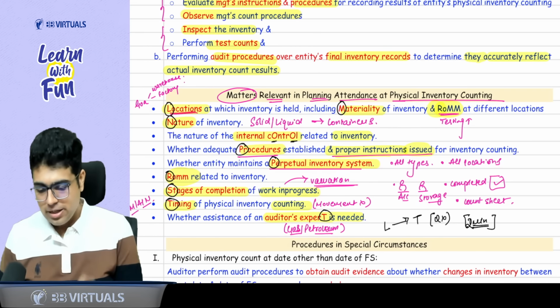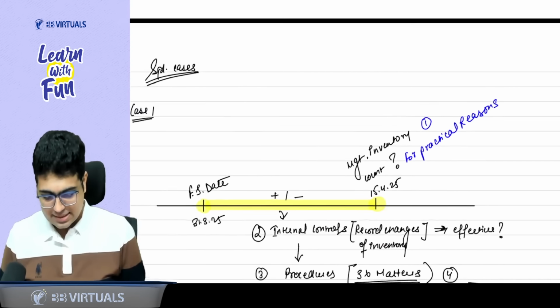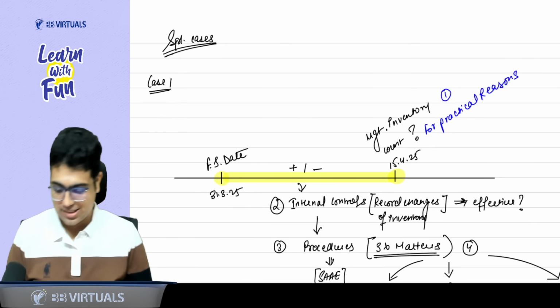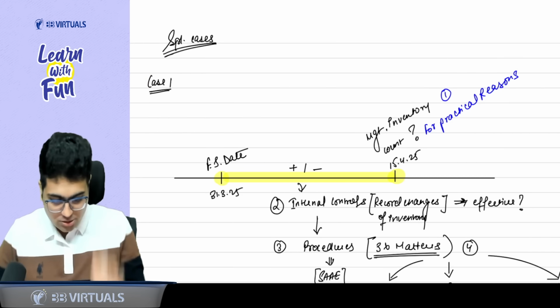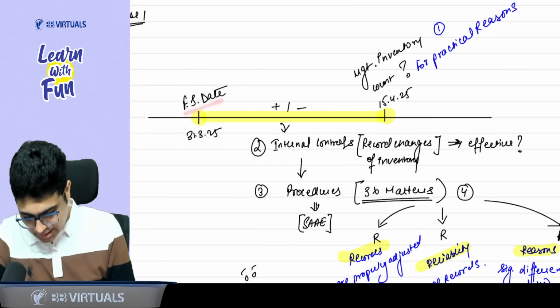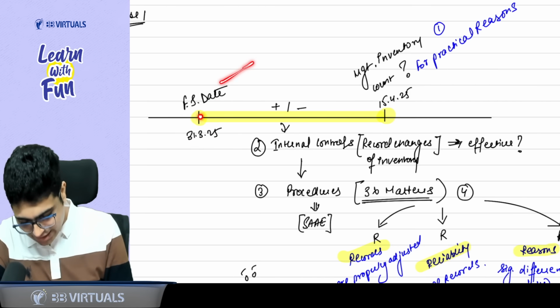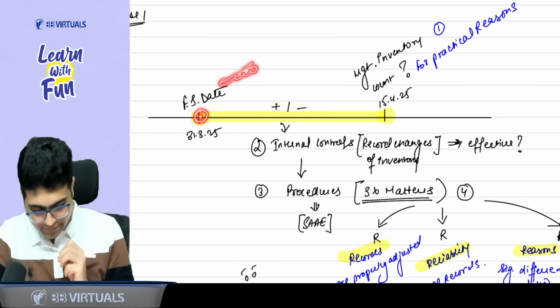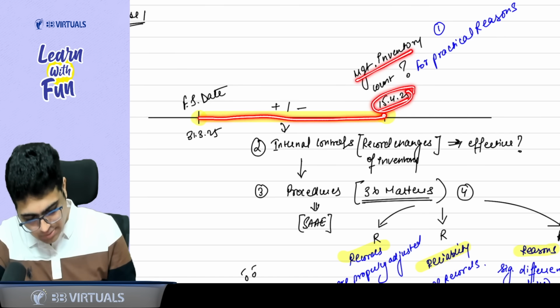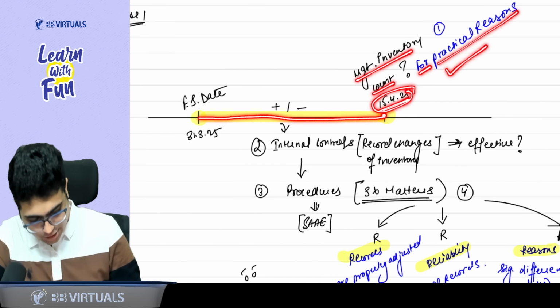Now, once we are done with our basics, let's move to some special cases. Case number 1. Please focus on the board. For example, let's say the date of the financial statements is 31st March 25. Generally, the inventory count should be done on this date only. But the entity did the inventory count on 15th April 25. So can the management do the inventory count on 15th April? Yes. For some practical reasons, they can do it.